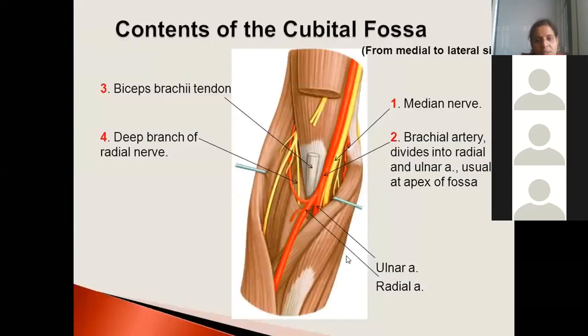Let's see these structures. This is our pronator teres. Obviously, this becomes our medial boundary. Then MBBR. This first M stands for median nerve. Then we have the brachial artery. Then we have the tendon of biceps. Then we have the superficial branch of radial nerve.